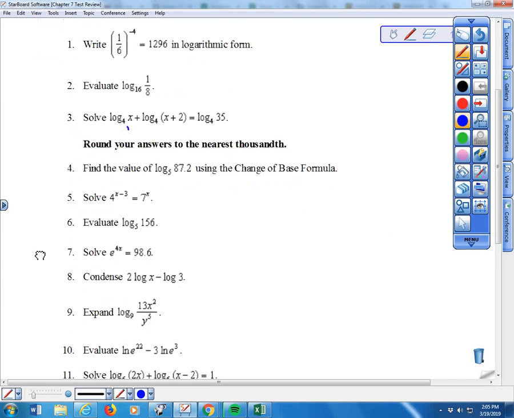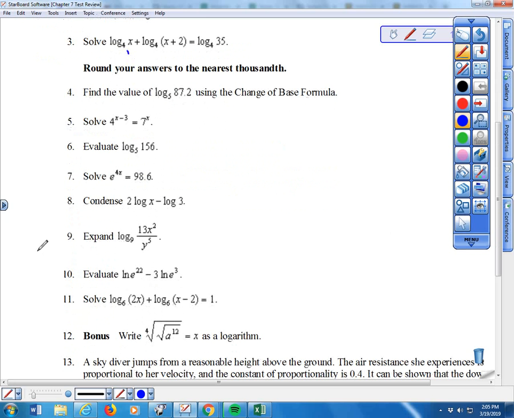Next one, find the value of log base 5 of 87.2 using the change of base formula. So this is just log of 87.2 divided by log of 5. And then I just put that in the calculator. Log of 87.2 divided by log of 5, and I get 2.77, 2.78.